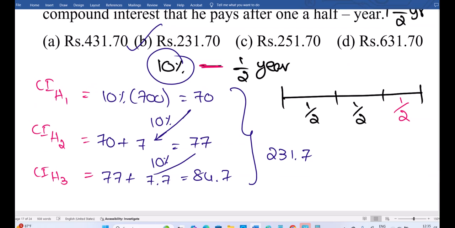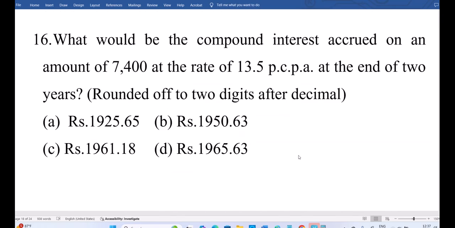If they're asking for the amount, there are two situations: one is interest, one is the amount. Amount means 700 plus 231.7, so 931.7 will be the answer if it is the amount. Once you solve the previous one, this is a bit easy.